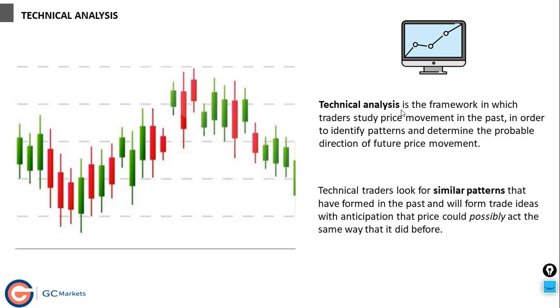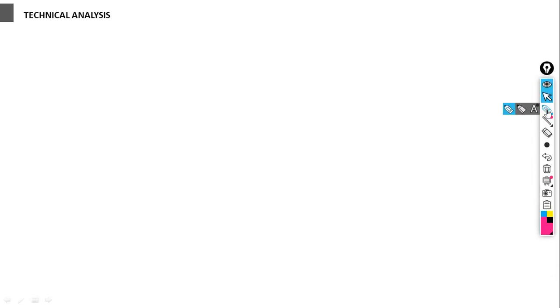So technical analysis is a framework by which traders study price movements that have occurred in the past in order to identify possible future direction or possible future movement of the market. This is because price tends to repeat itself, patterns tend to repeat themselves. And this is how the forex markets work. Let me bring up my pen. This is how the forex market usually looks.